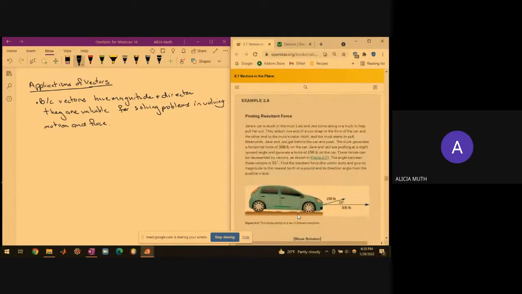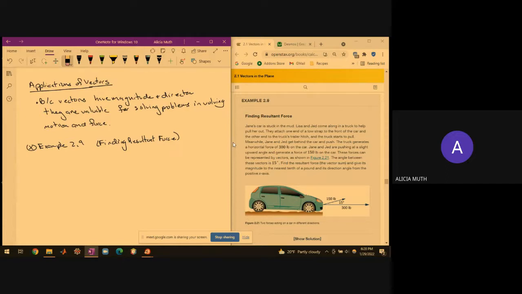All right. In example 2.9, we're interested in finding the resultant force. So Jane's car is stuck in the mud. I'm actually going to focus on jotting down the important information, right? So this is a word problem we have here, one of our applications. So Jane's car is stuck in the mud.